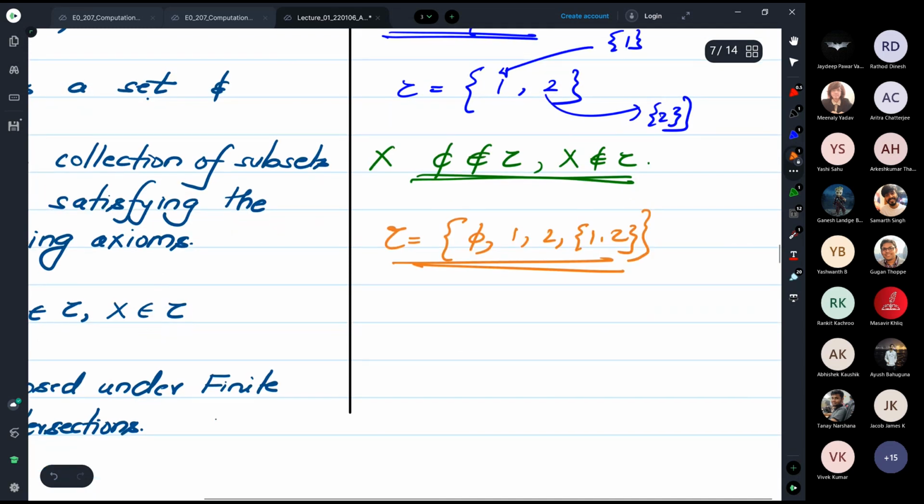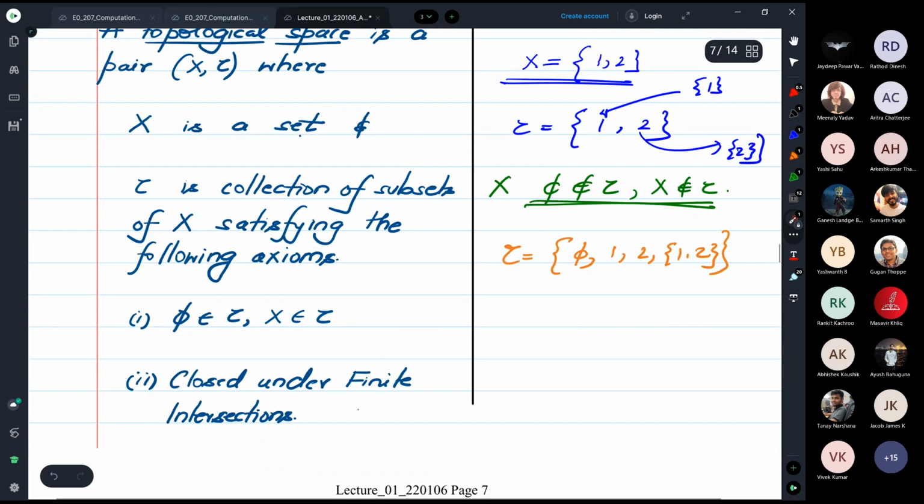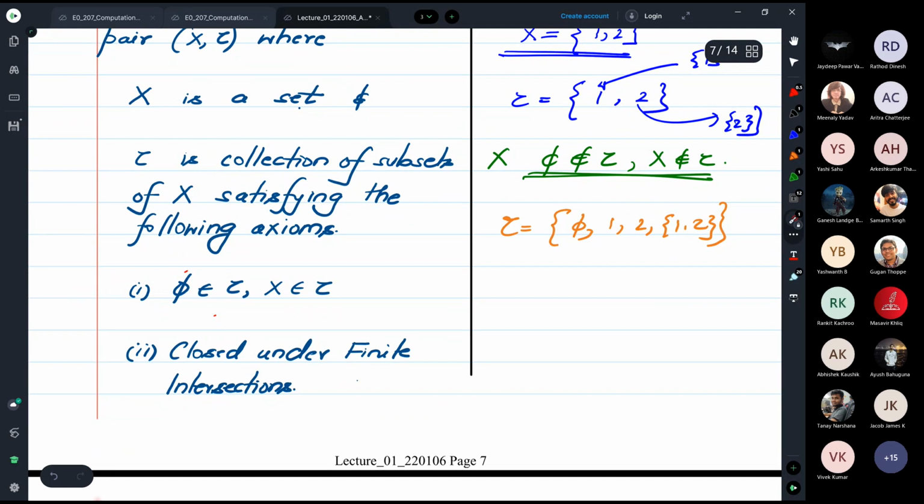Now my question is, with X being this set over here and this collection of subsets, is this a topological space? Well, the answer is yes, it is a topological space, because you can see that this collection will satisfy all these three axioms. So let's quickly verify some of them. We require that the empty set and the whole set lie in the collection. That is indeed true.